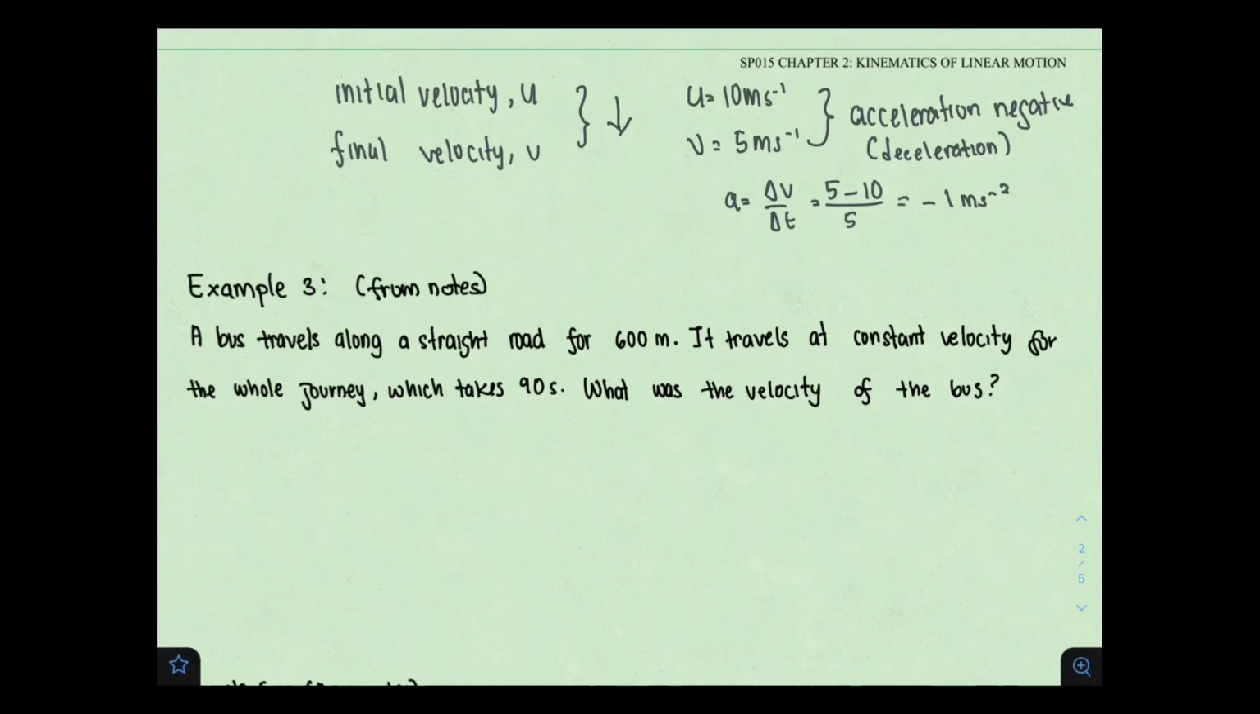Bus ini tengah bergerak along a straight road for 600 meter. So, ini jarak yang kita nak cover lah kan. It travels at a constant velocity. So dia cakap constant velocity for the whole journey. So sepanjang 600 meter ini kita bergerak dengan velocity yang constant. Remember tadi apa maksud constant velocity adalah velocity yang kita panggil uniform velocity.